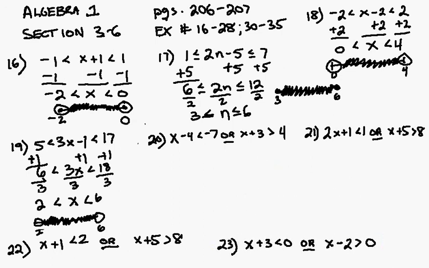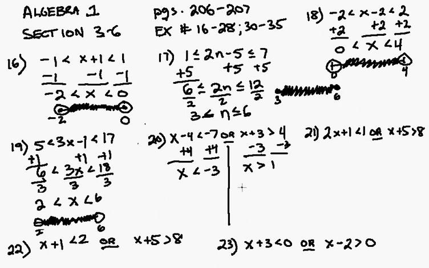Number 20. So this is an OR, so I'm going to solve these separately. So I'm going to add 4 to both sides of this inequality. So this becomes x less than negative 3. Or here I'm going to subtract 3 from both sides. And I get x greater than 1.